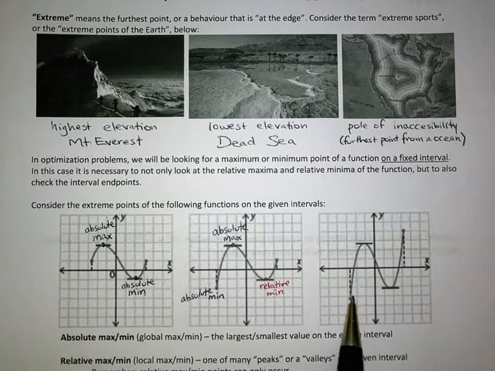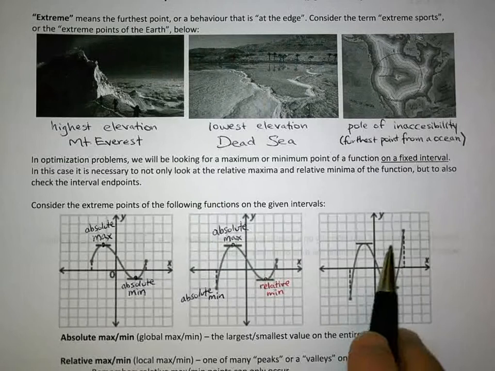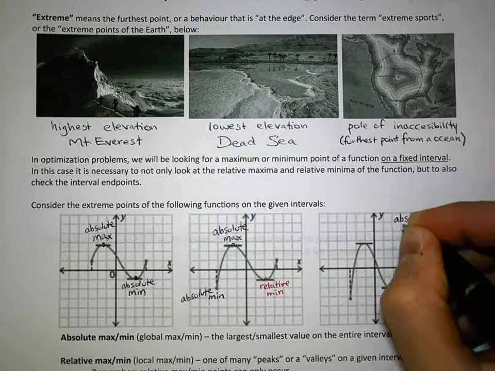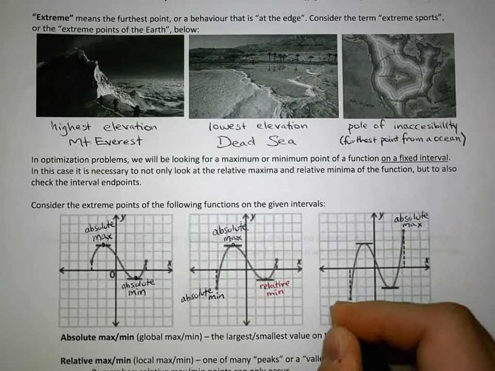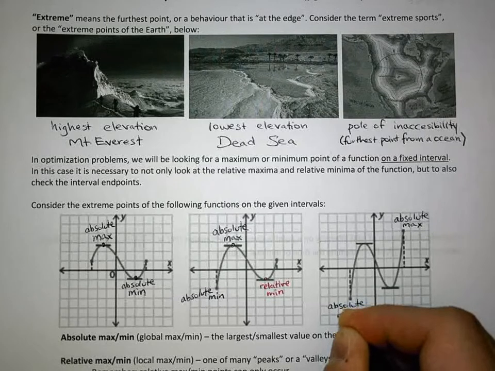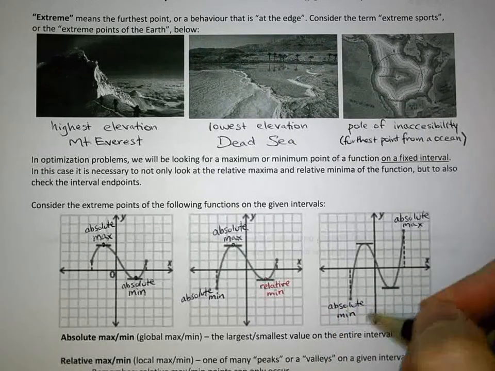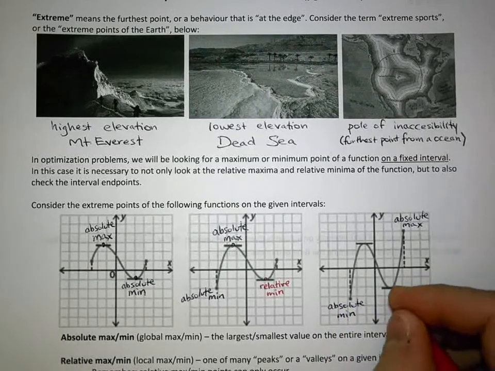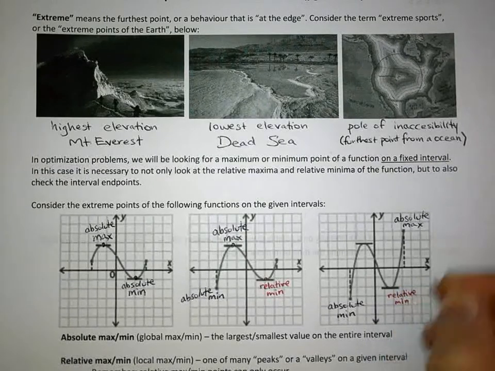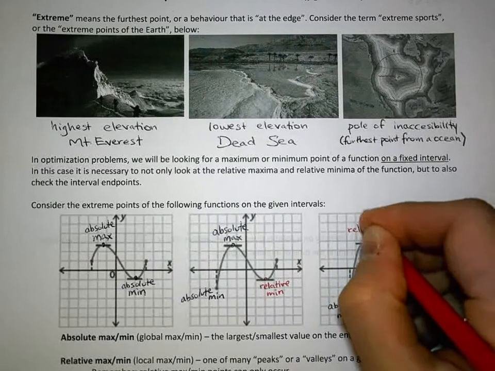This last graph, well, let's see. Okay, the maximum point is right here, the absolute max. And the absolute min is over here. It's the lowest point. These are also called global max and global mins. And just like we talked about before, the relative min or local min is here, and the relative max or local max is here.